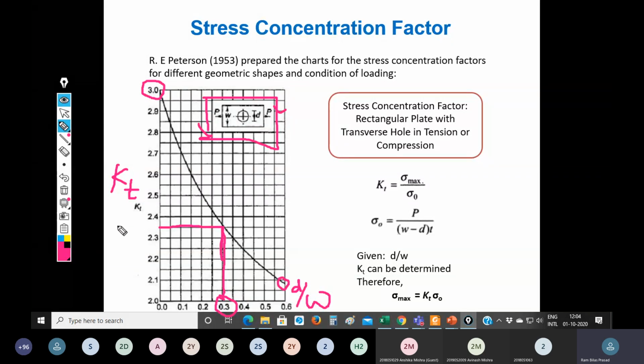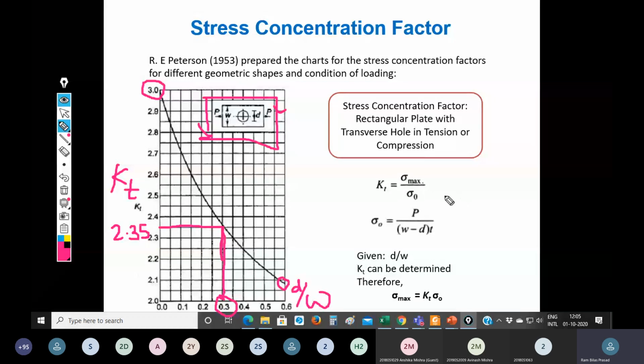So here you can say that it is 2.35. It is in between 2.3 and 2.4, so it is 2.35, right? So that is how you should determine the stress concentration factor using the graph. These graphs are given in the data book. That is why you need the data book to solve such kind of problem, right?